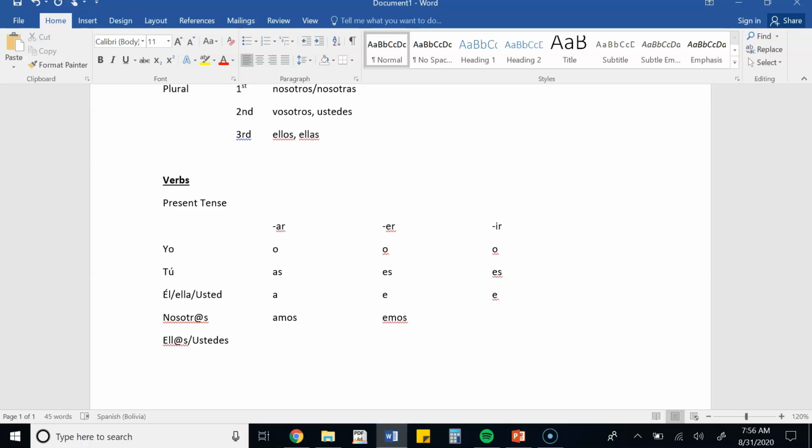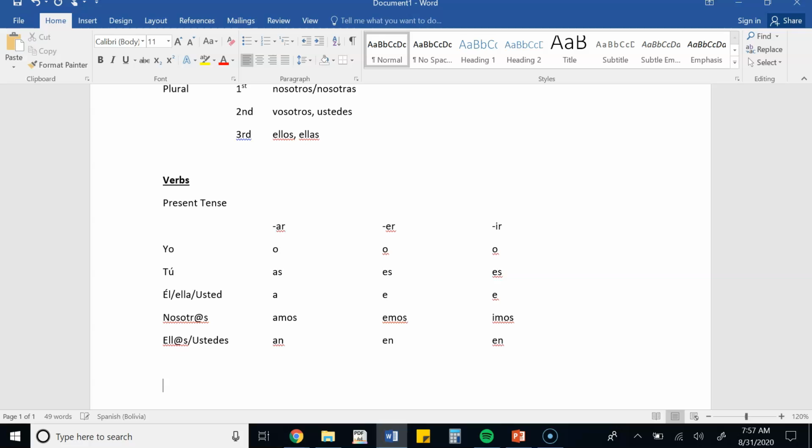Now be very careful, not amos again. We want emos. Here's the one where ER and IR are different. And lastly, ellos, ellas, ustedes, they, you all. AN for an AR, EN for an ER, and here again, ER, IR are the same.